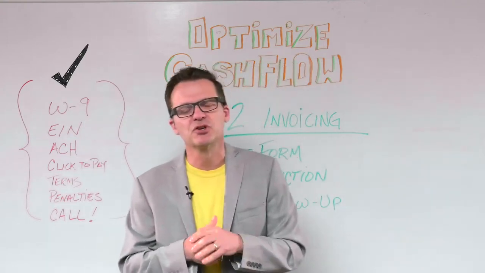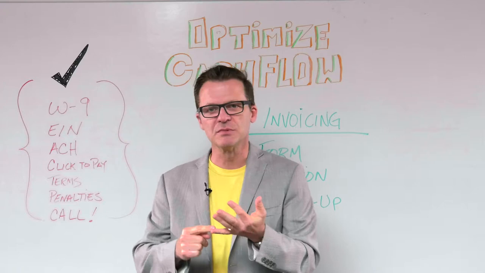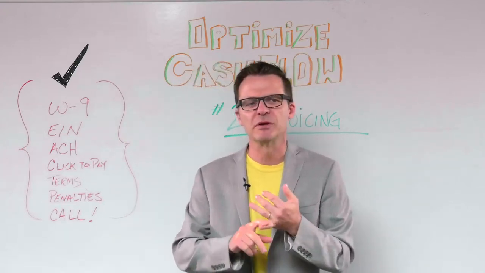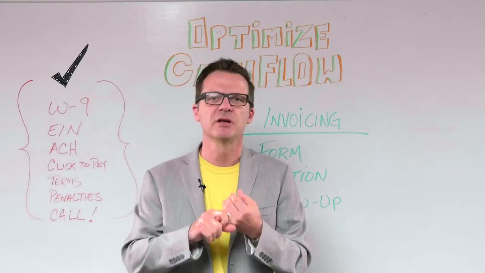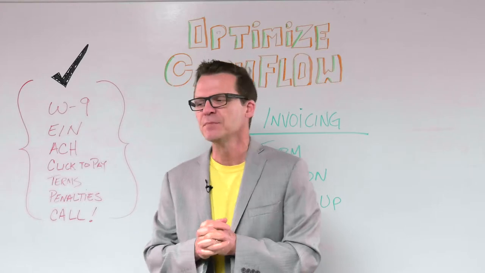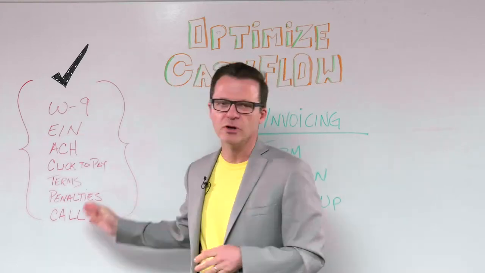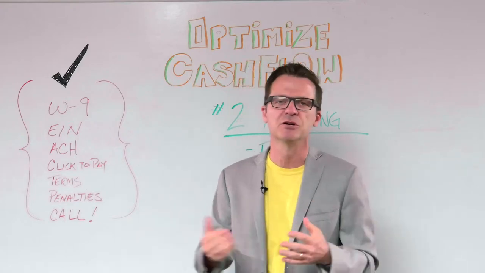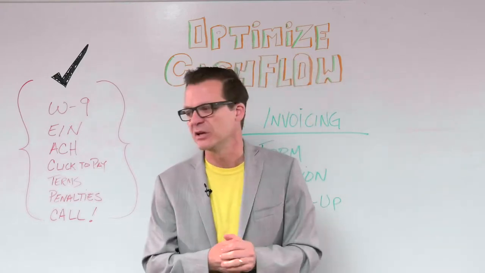Finally, the invoice should have both the terms and the penalties for what happens if they don't pay within terms. So by terms, I mean payment terms. Net 30, net 45, whatever your standard payment terms are, put them on the invoice. And then also include on the invoice the penalty. If they go beyond those terms, let them know that you're going to charge interest or a late payment fee.